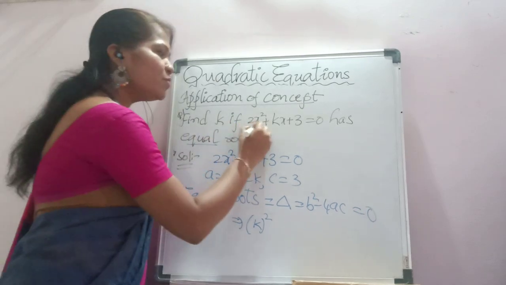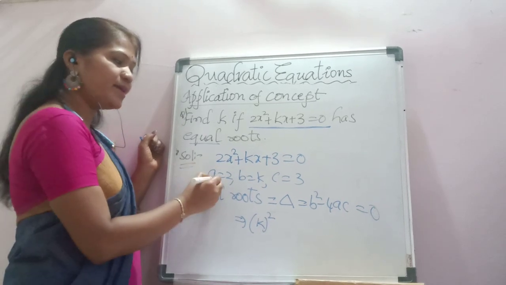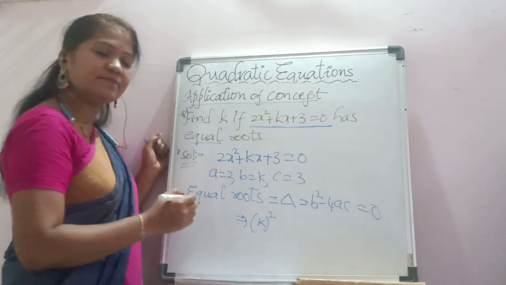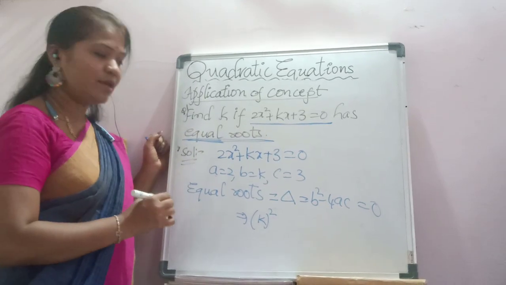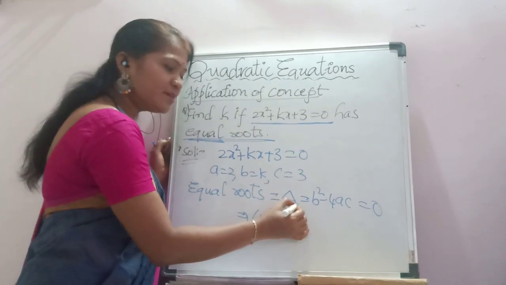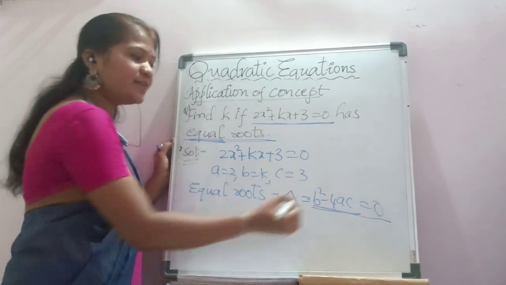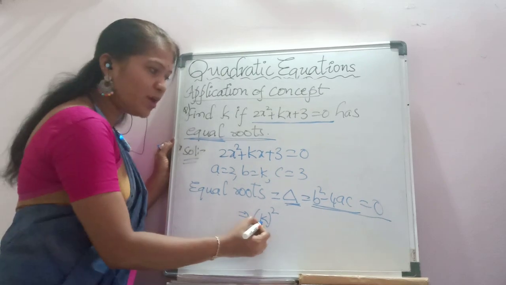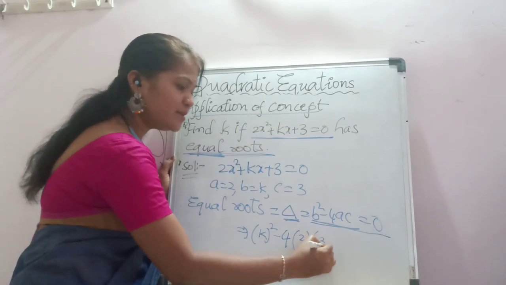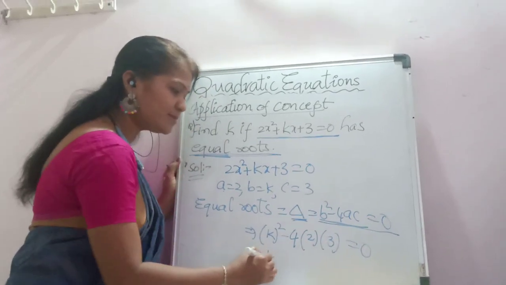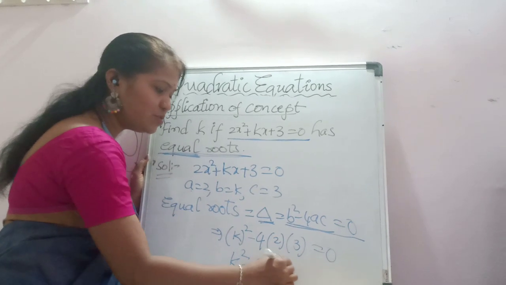So first and foremost thing we need to do, we have to compare this equation with the standard form. What I got? a as 2, b as k, c as 3. And what is the hint given in the question? That this equation has equal roots. We get equal roots if the discriminant, that is delta, b square minus 4ac, is 0. So let us substitute the values: k square minus 4 into 2 into 3 is equal to 0. So k square minus 24 is equal to 0.